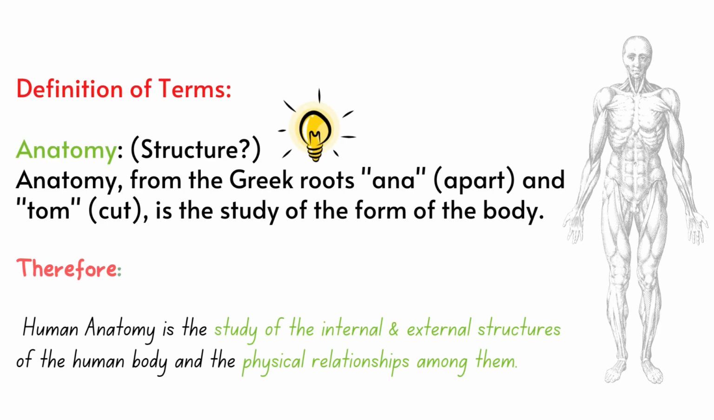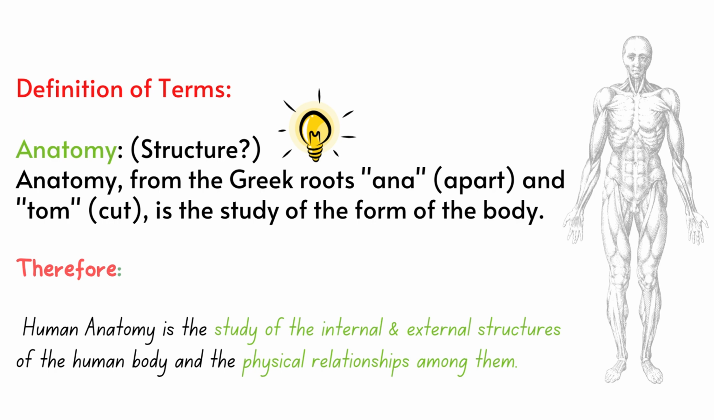Now, let us look at basic definition of terms. So, we have anatomy and physiology. So, what is anatomy? In other words, you tend to look at anatomy in form of a structure. So, anatomy is derived from the Greek word. The main root is ana, which means a part. And then we also have another root, tom. So tom basically in Greek means to cut. So this basically is the study of the form of the human body.